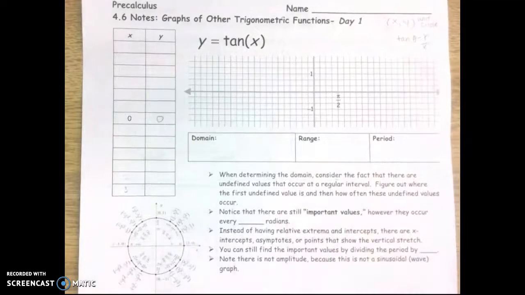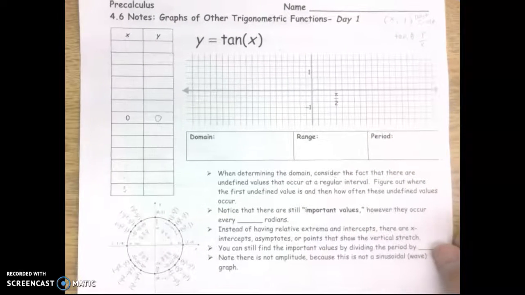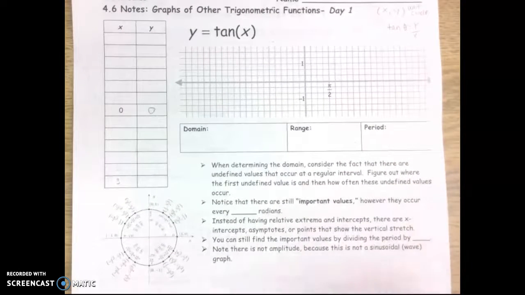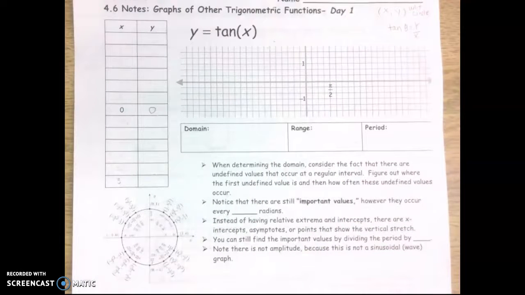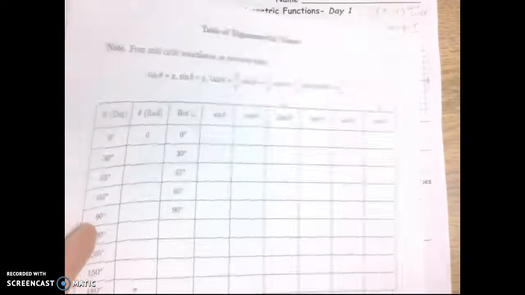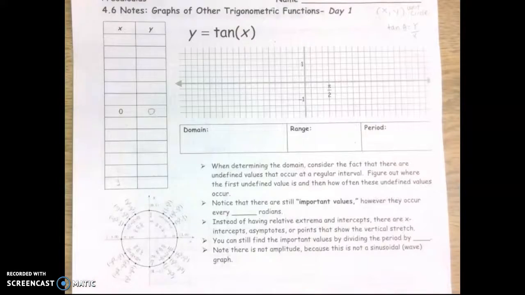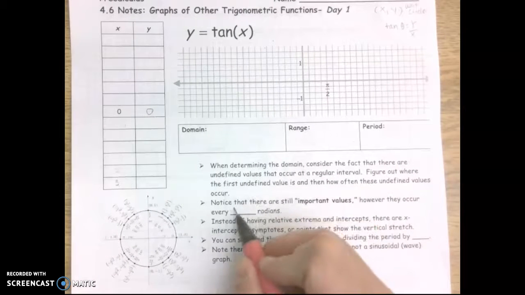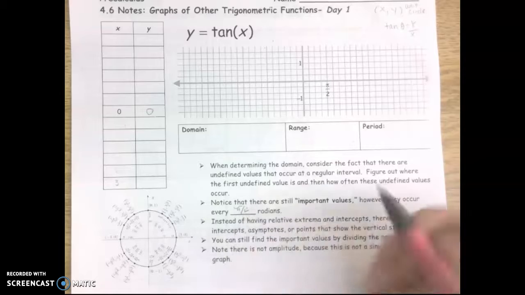And then we're going to think about those critical values. So when we're looking at tangent, and I believe before the break, your last skill check was the unit circle with all of your tangent values. Or we could look at our table here and figure out what are those pretty tangent values, things like zeros, ones, negative ones, undefined. And so we're going to see that those occur every pi over 4 radians.